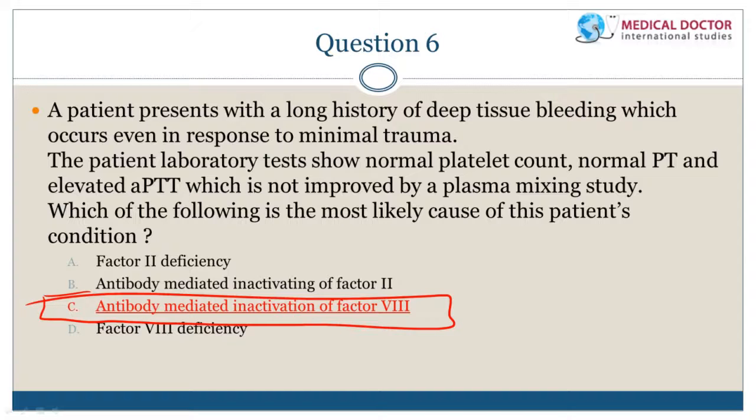Here we see that we have a patient with a history that is consistent with a coagulopathy. We can see that the patient shows normal platelet count, normal PT, and elevated APTT, which is not improved by plasma mixing study. Now, this would make us think that there is some immunoglobulin inactivating. Now, the most likely factor to be inhibited out of these ones, according to the tests of this patient, is inactivation of factor 8 by antibodies.